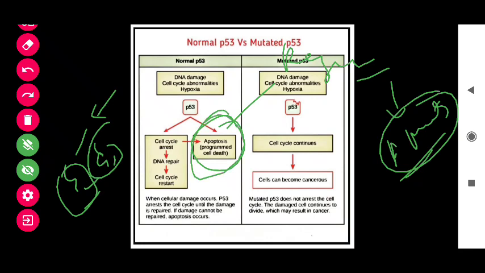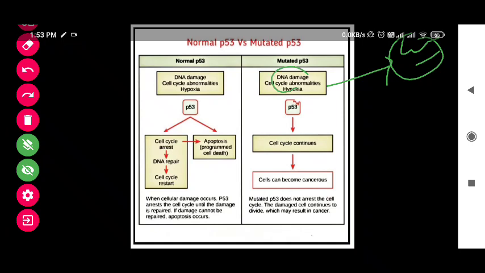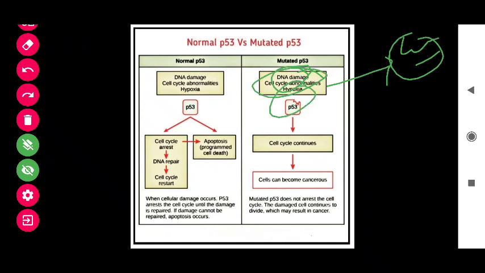It finishes off that cell, so that the abnormalities do not spread to the whole cell population or the body of the organism. So coming to the mutated p53: if there is a mutation in the p53 gene, there are abnormalities in the cell cycle, the DNA is damaged, there is a hypoxia condition. p53 says, "I have no option," and the cell cycle continues.